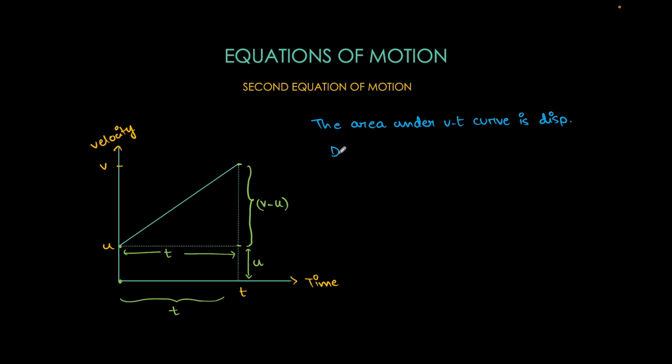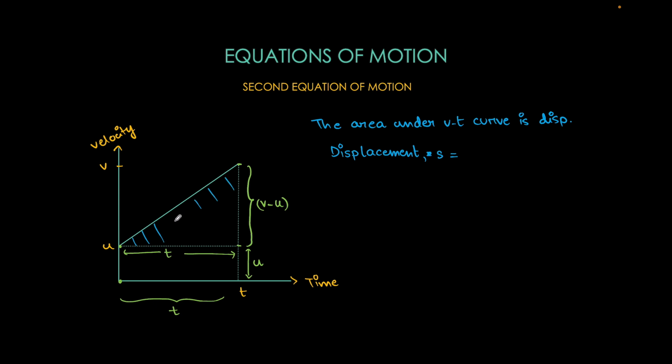Meaning that to find the displacement, we need to find the area under this entire curve, right? Now how do you find it? So let me just break it down for you. Displacement is generally denoted using S. So S can be written as, firstly we have this part, right? We have this triangle part.